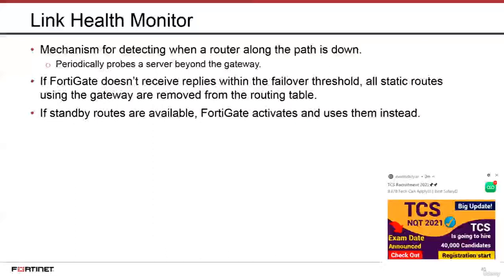If the FortiGate stops receiving a reply from the server, all the routes using the gateway will be removed from the routing table. Alternatively, you can configure the device to administratively bring down the interface, so all routes using the interface will be removed. While a monitored route is removed, FortiGate will continue to send link health monitor signals. As soon as FortiGate receives the reply, it will reactivate the associated routes.